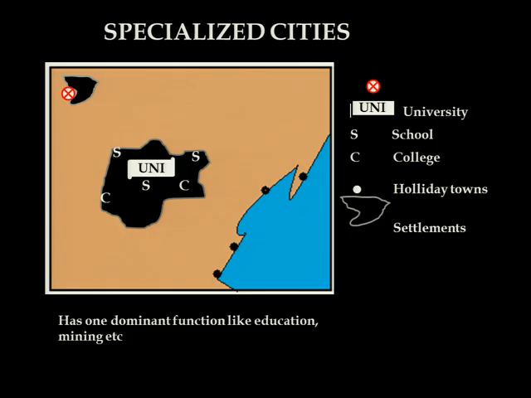So what do I mean? I mean specialized towns have got one dominant function. Like you have education, mining, tourism, but you need to know that specialized towns only have one dominant function. And guys, when we say one dominant function, it does not mean that there's not going to be any other function. There are going to be other functions, but it's just that the town is specializing in this particular function.